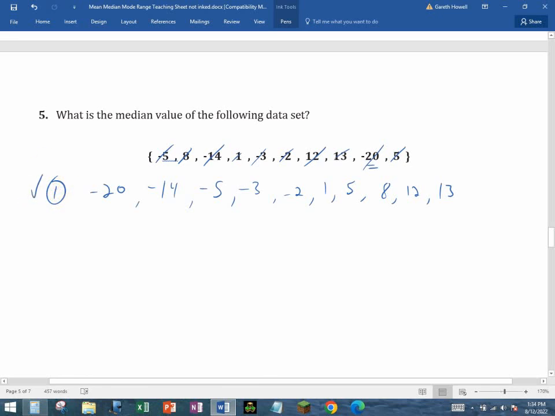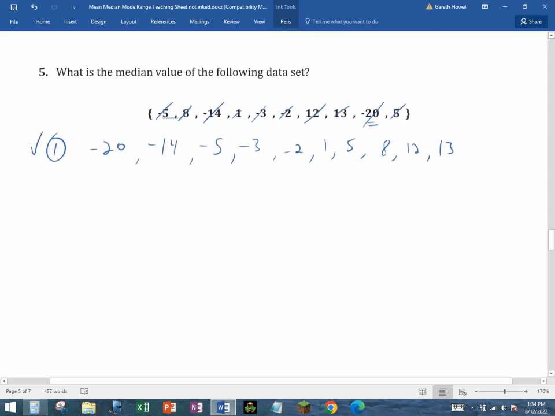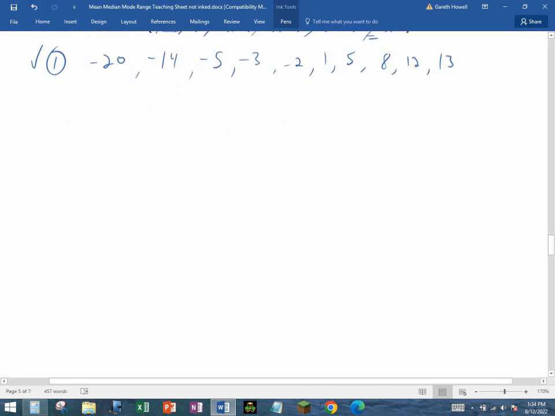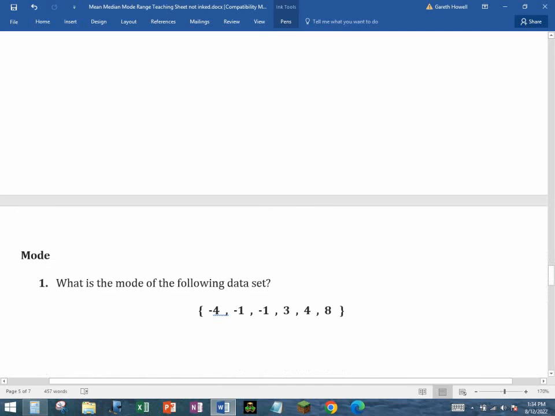I've done that. Step 2 would be to cross them out, and step 3 would be to see if there's a middle number or if we have to take an average. So that's example 5. I'm going to move on though. It's because I don't want to take up too much of your time.